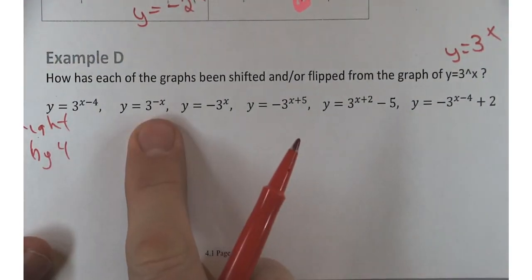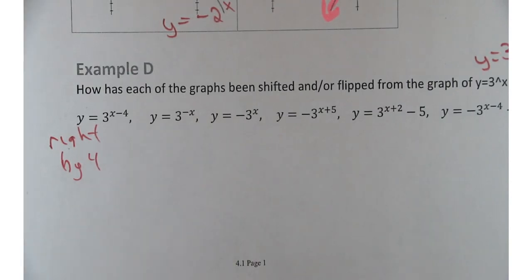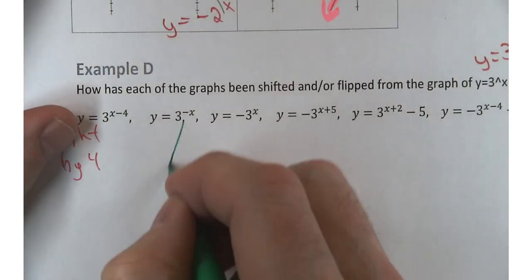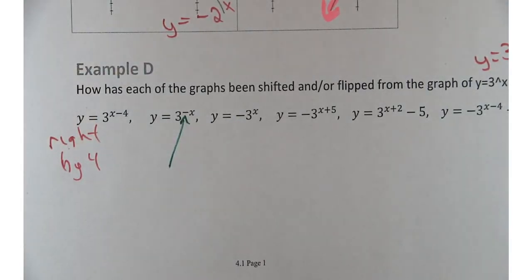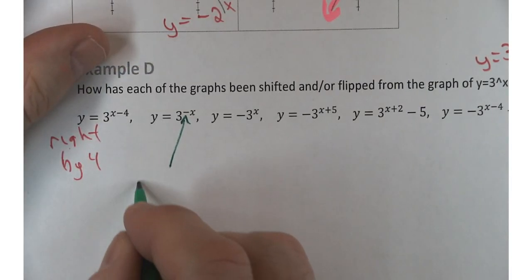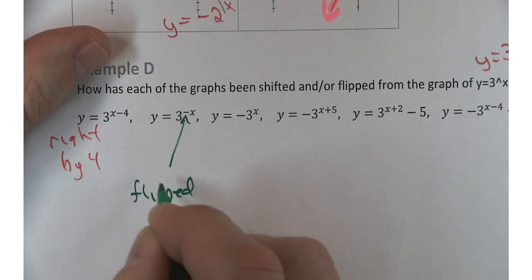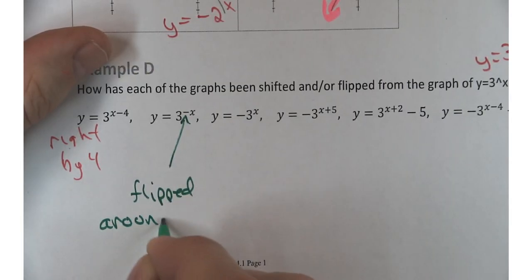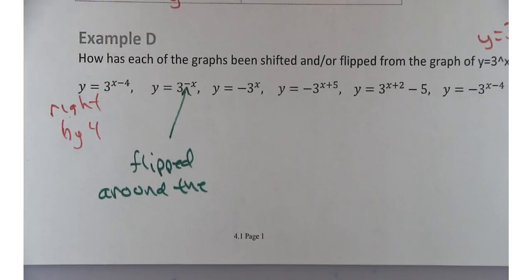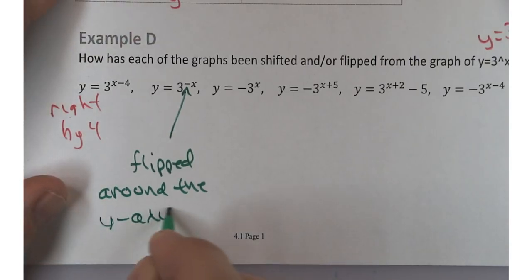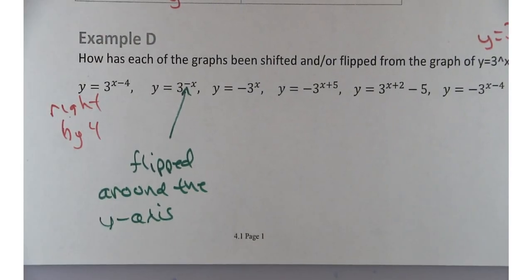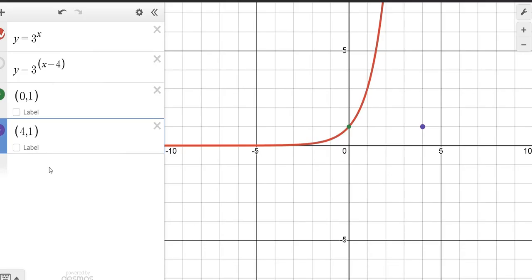How about if I put a negative in the exponent? 3 to the negative x. What's going to happen with that one? It'll approach 0. In which direction? Positive x. What's that negative going to do to our graph? The y. Yeah, thank you. Flipped around the y-axis. So you are right, Michael. It is going to approach y equals 0.